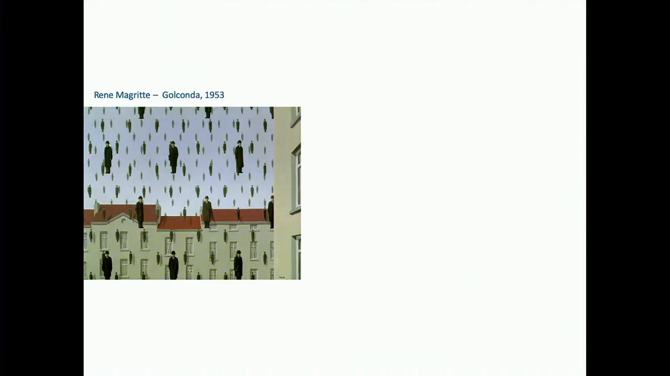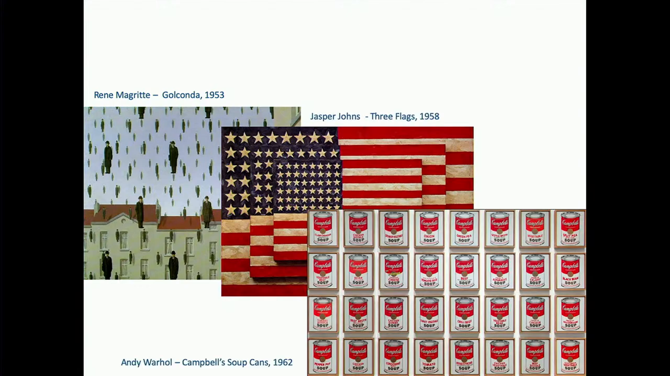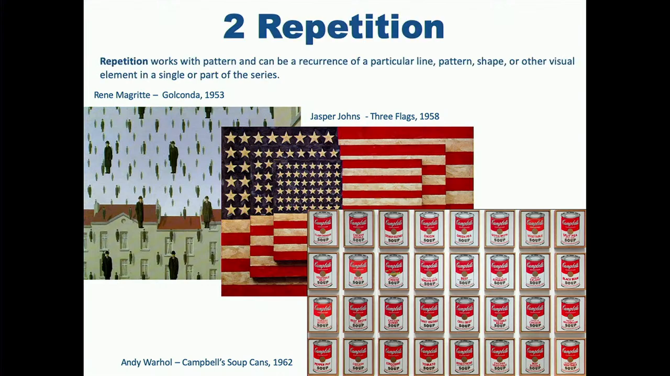Okay, next one we will look at, so number two. And I think it's fairly obvious maybe what this one might be. Repetition. So repetition is the repeating of certain elements in an image. So it could be pattern, shape, lines, motifs or symbols. And it actually relies on another one, pattern, which we'll talk about later. It also helps to create rhythm, which is another one, and it creates unity, which I'll talk about later on.